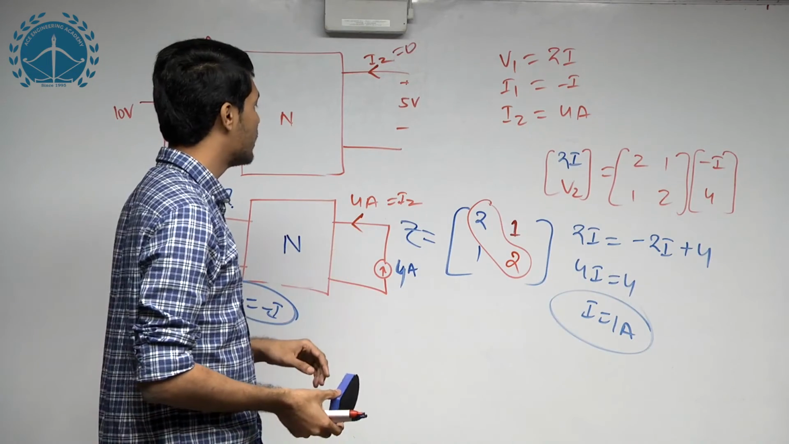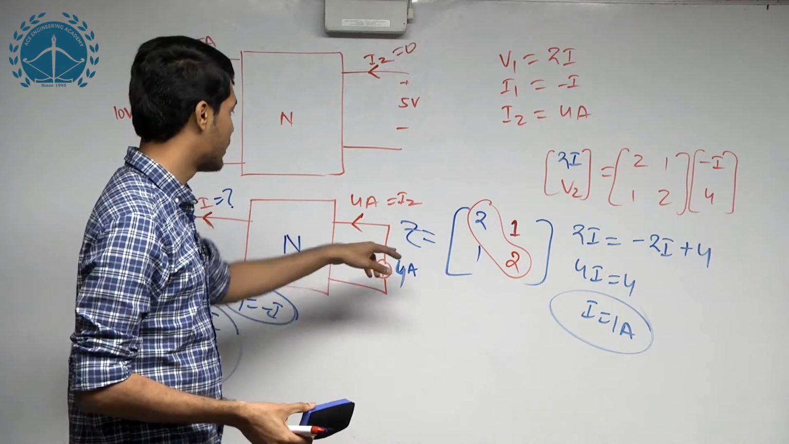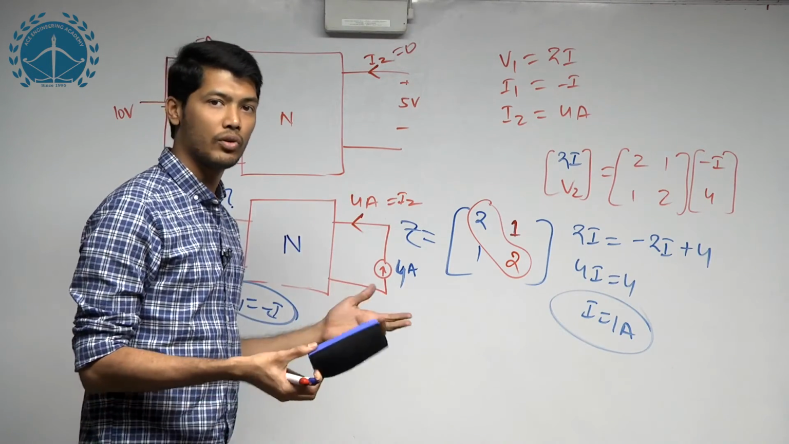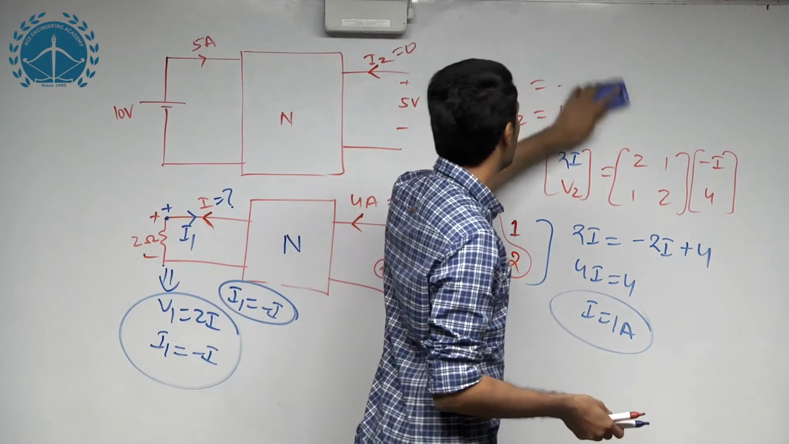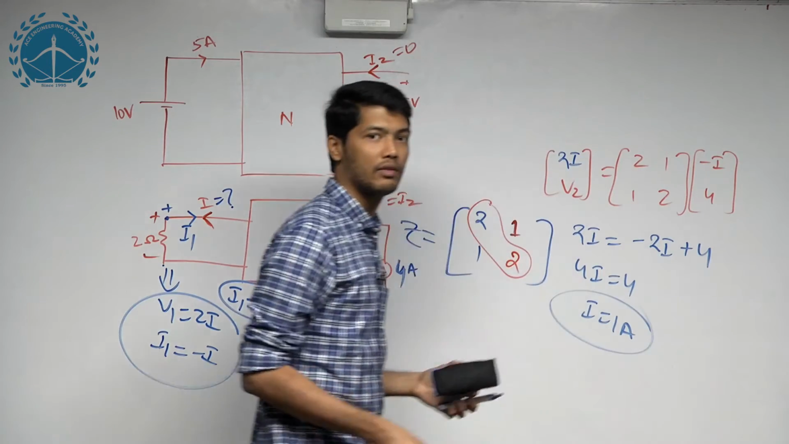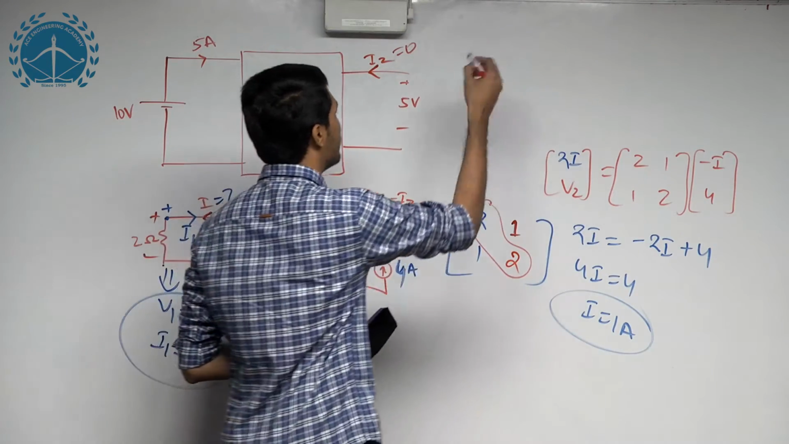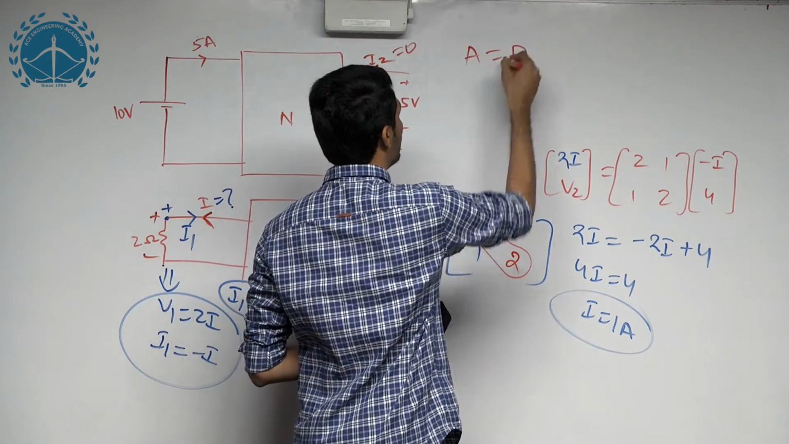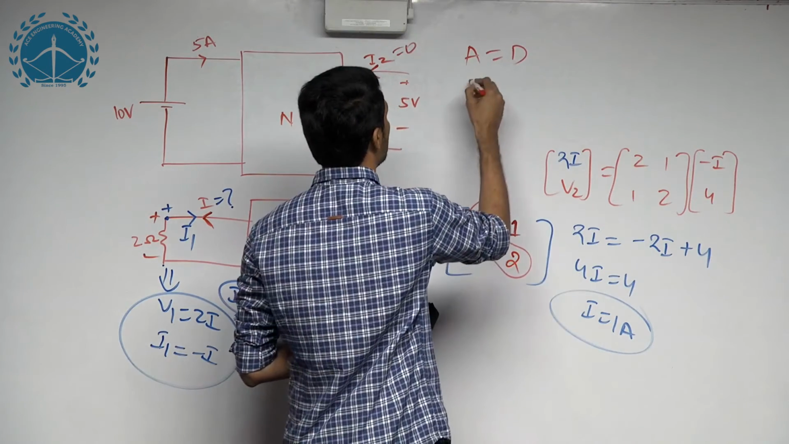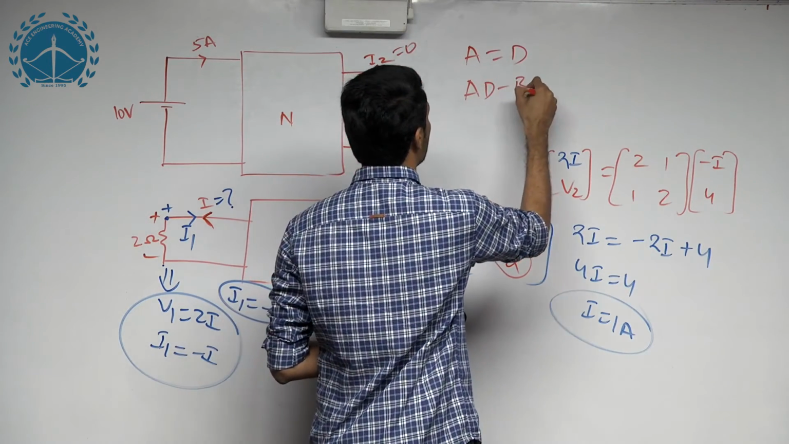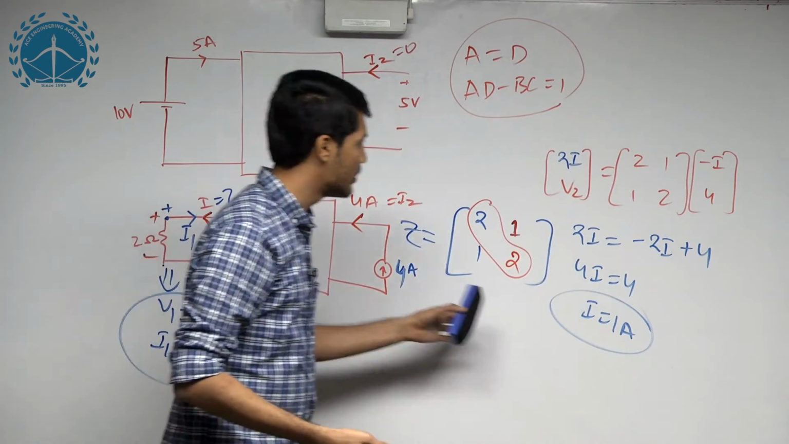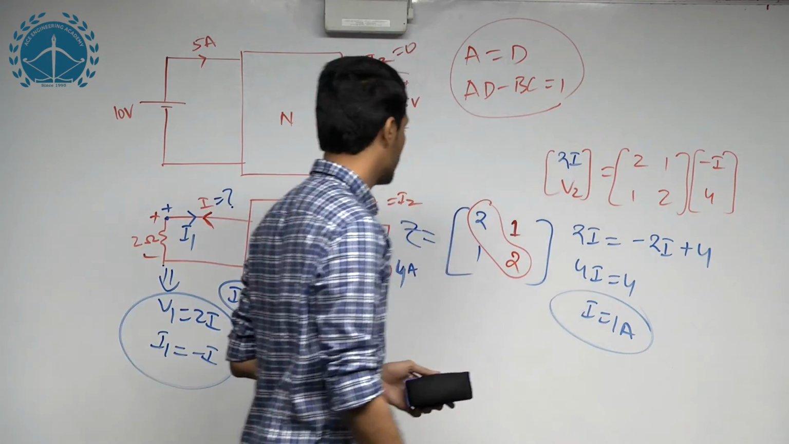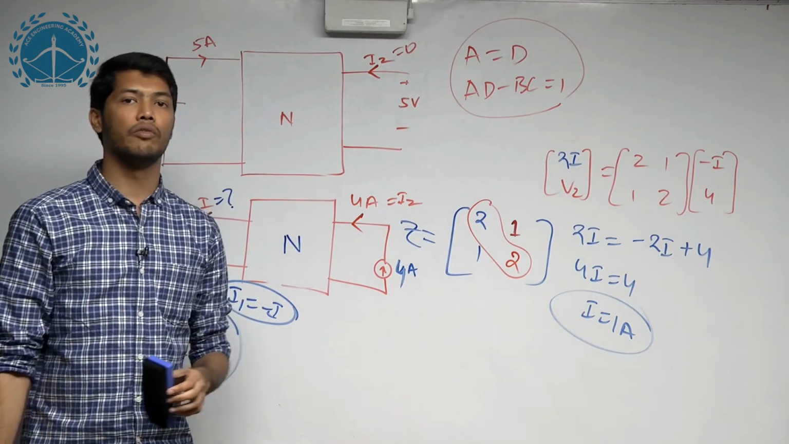Here I have considered the parameters as Z parameters. If you take the parameters as ABCD parameters, you will still get the same result, but their conditions of symmetry and reciprocity are different. The condition for symmetry is A equal to D, whereas the condition for reciprocity is AD minus BC equal to 1. If you take these and solve it, you will still get the value of I as 1. So in this question, the value of I is 1 ampere.